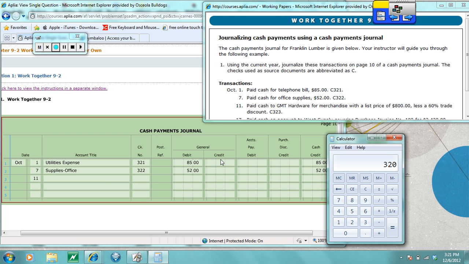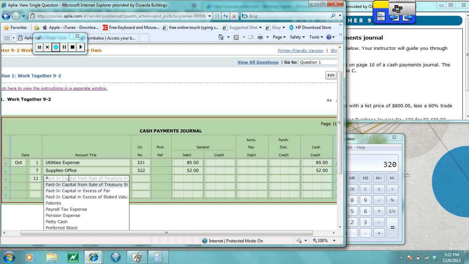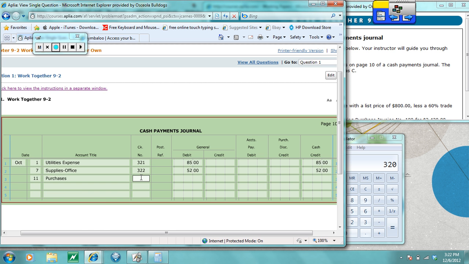Now merchandise, remember that word, merchandise? Well, you're saying, okay, you're buying merchandise. How come it's not going in the purchase journal? It's not because we're paying cash. We're not charging it. So here we have to put the word purchases. And we wrote a check. And it was for $320. And we credit cash for $320.